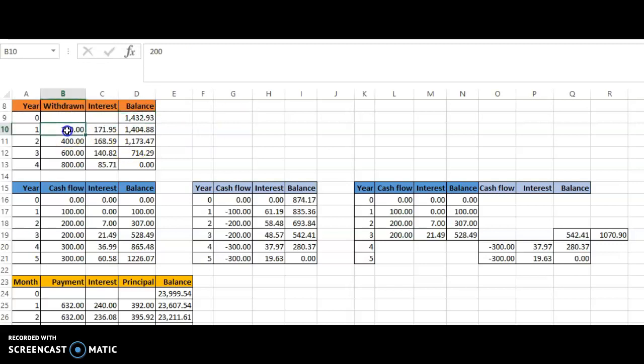Therefore, this stream of cash flows here is actually worth this much now. Is that okay? So that is the meaning of present value. I hope that is very clear. Let's go back to the slides now.